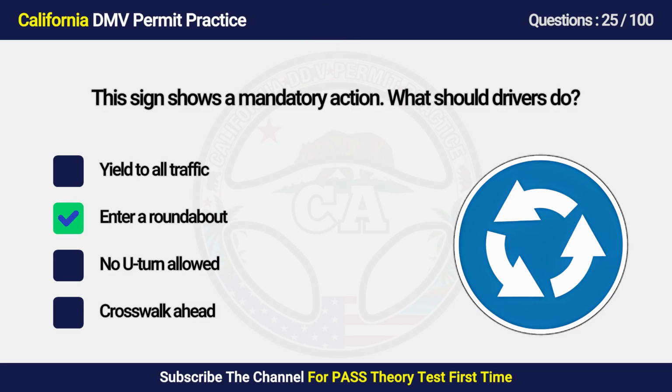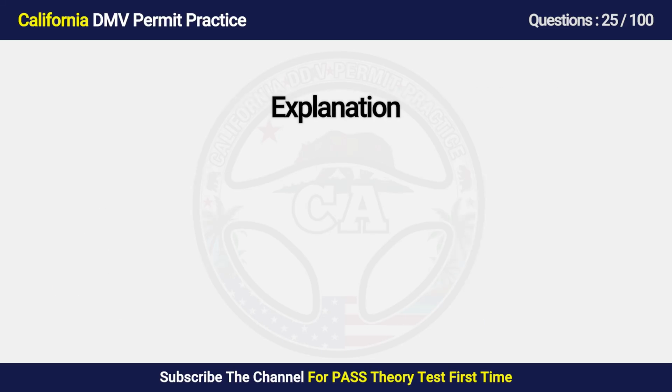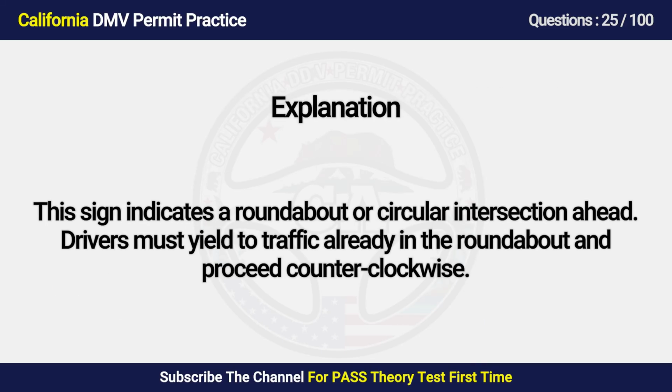Answer is B. Enter a roundabout. This sign indicates a roundabout or circular intersection ahead. Drivers must yield to traffic already in the roundabout and proceed.